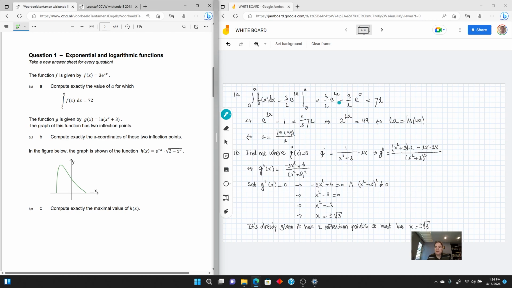So at a, you get this term, and at 0, you get e to the power 0, which is 1. So you can then just multiply both sides of this equation by 3 over 2, sorry, by 2 over 3. And then you get e to the power 2a is 49. And with this, you can safely take the natural logarithm on both sides. And you get 2a is log 49, which means that a is log 49 divided by 2.